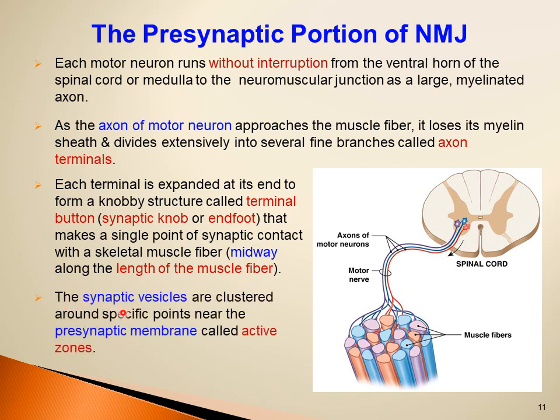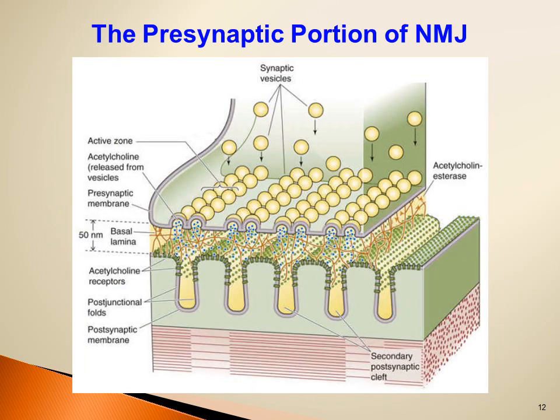The synaptic vesicles are clustered around specific points near the presynaptic membrane called the active zones. As I said here, the synaptic vesicles are not diffusely or randomly distributed near the presynaptic membrane. They are clustered near specific areas of the presynaptic membrane called the active zone, as we can see here in this figure.